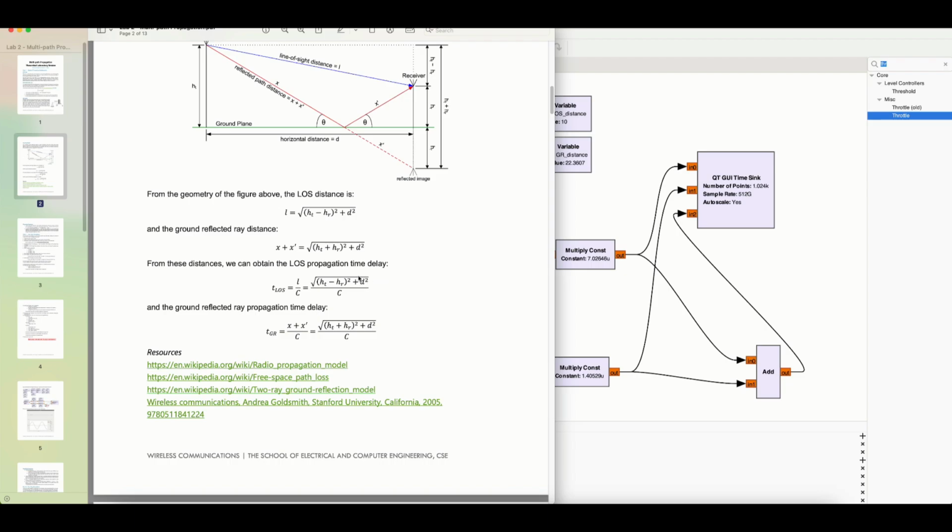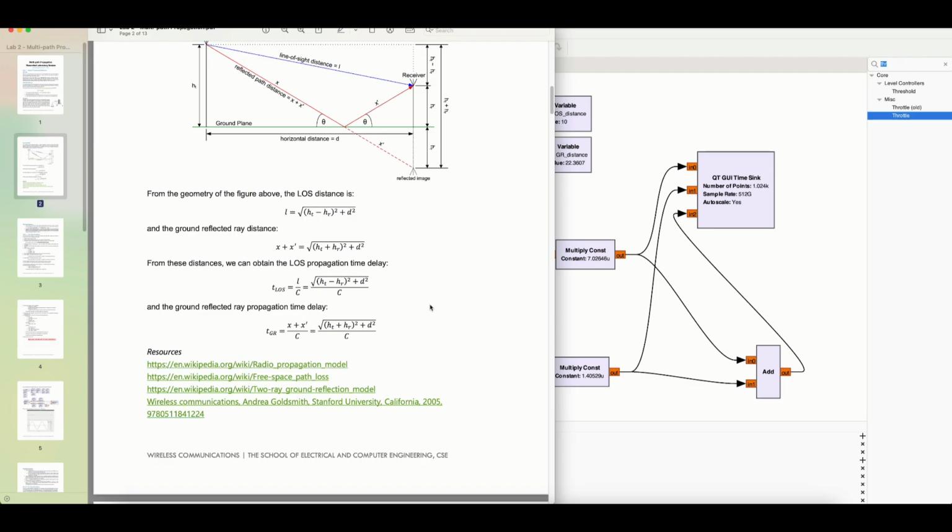And then in order to find the propagation time delay, for line of sight and for ground reflected, just simply divide these distances by the speed of light constant, 3 times 10 to the 8 meters per second. So ht minus hr squared is for your line of sight, and for ground reflected it is ht plus hr. You will find these equations in any book. Resources are there in this document.